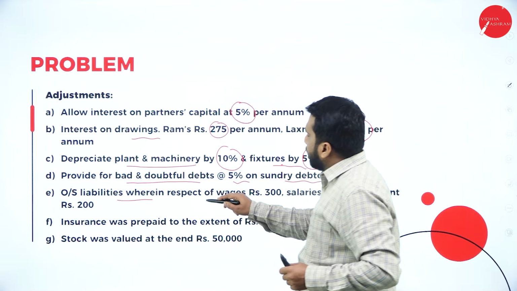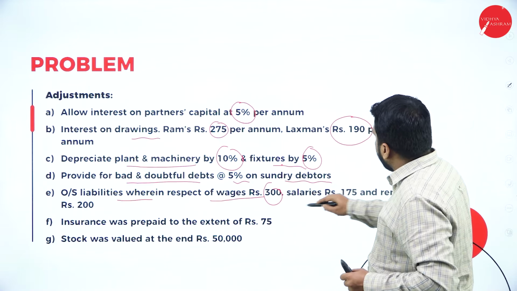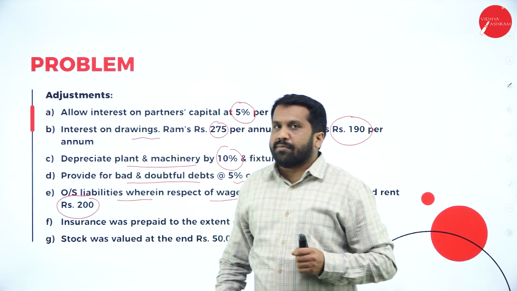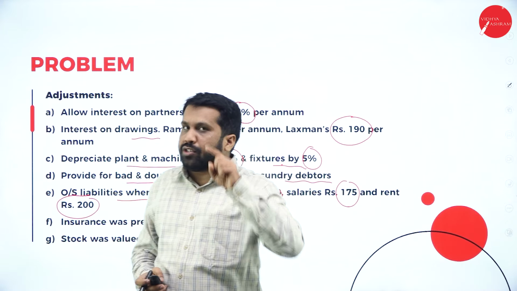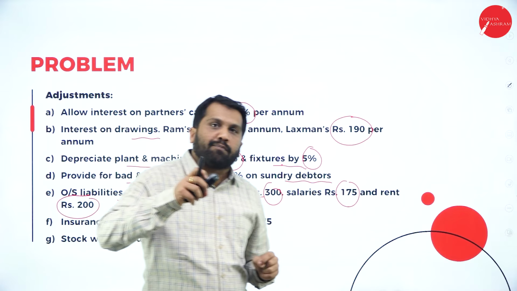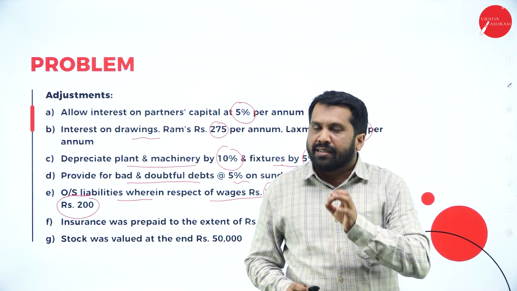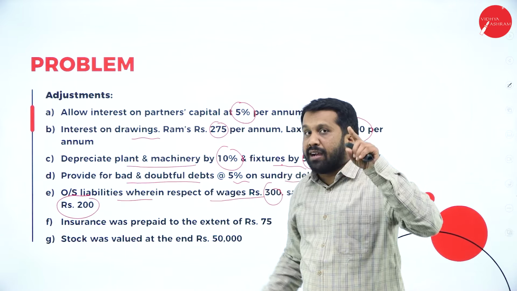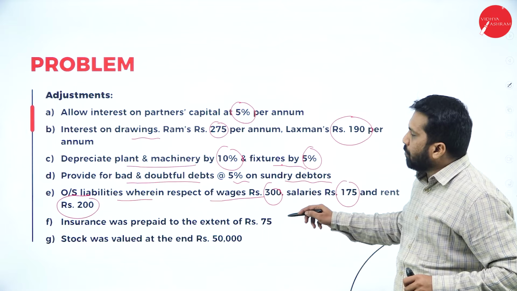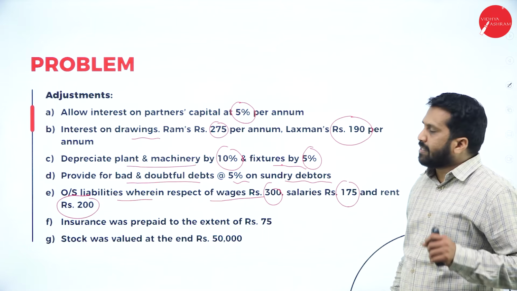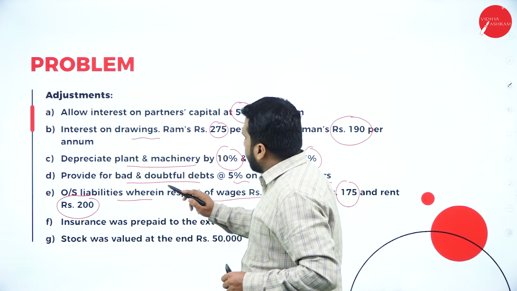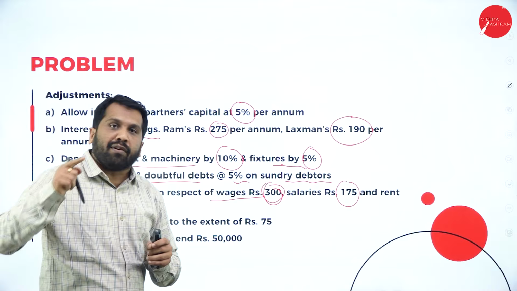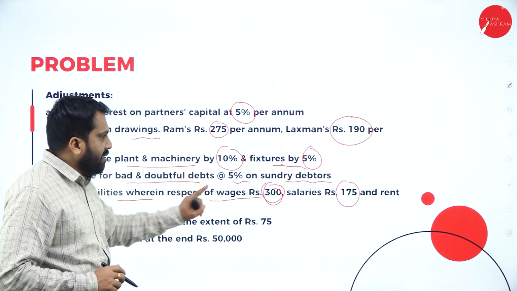Outstanding liability in respect of wages 300, salary 175, rent 200. Always remember, in case of outstanding you should add. In case of prepaid you should minus. There is a logic you have to remember. Always the outstanding should be what? Add. Always the prepaid should be what? Deduct or minus. Now, outstanding liability like wages is 300. Wherever you write wages, for that wages you add 300.